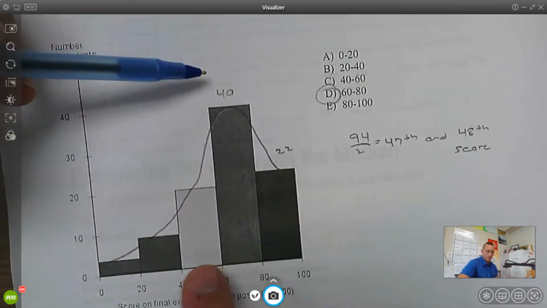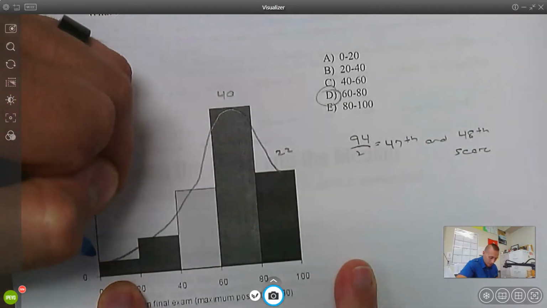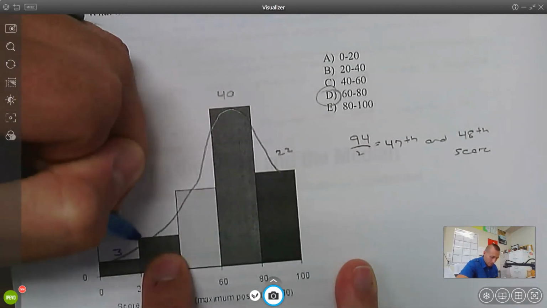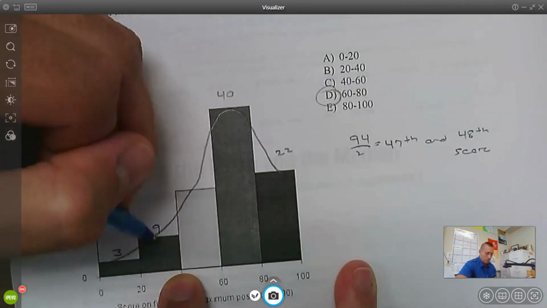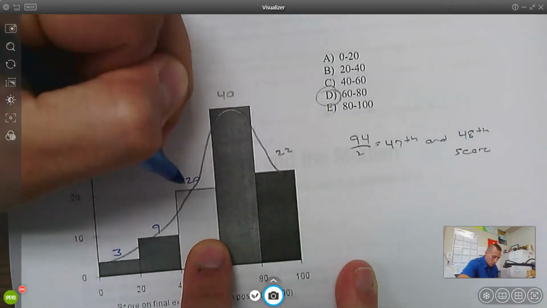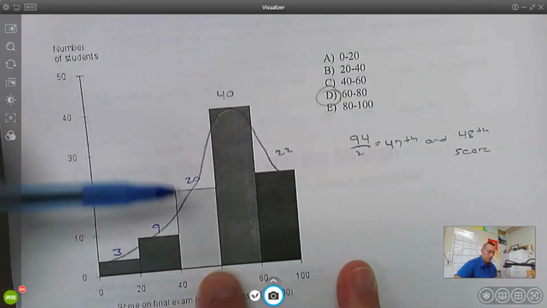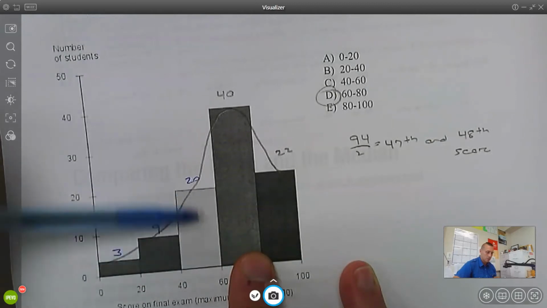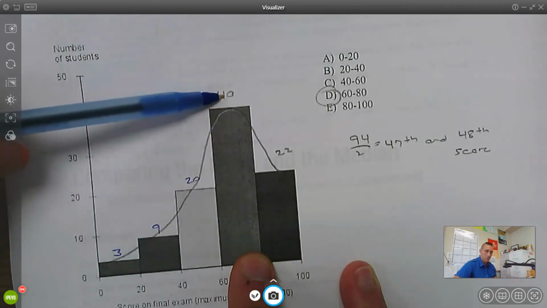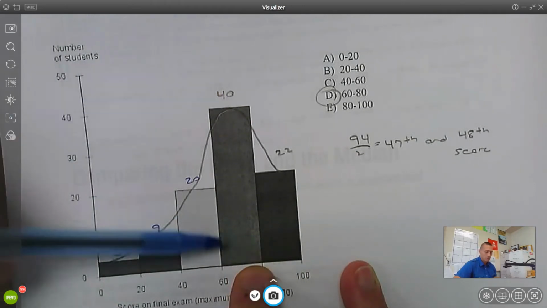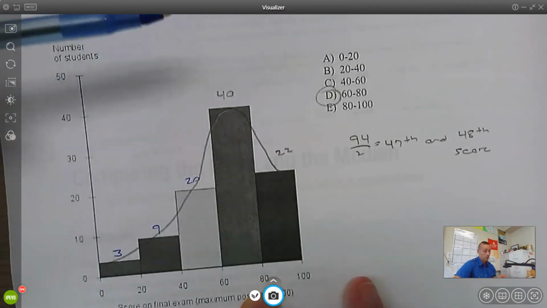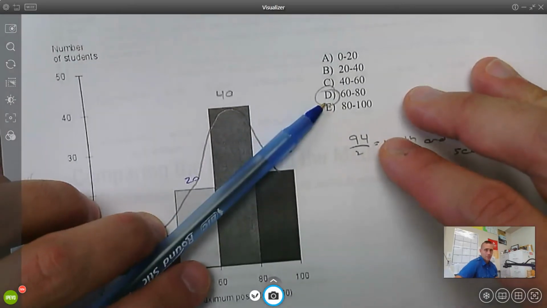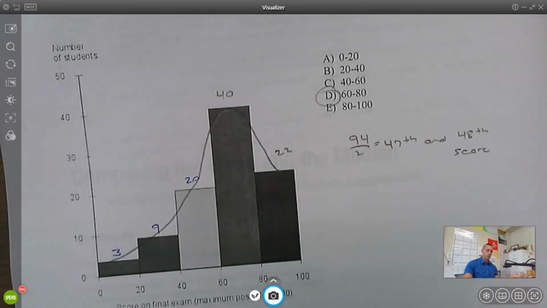I started at the top. I could work from the bottom and say, all right, maybe this is 3 plus 9. So this will take me through the 12th score plus about, let's call that 20. 12 plus the 20 is 32. So this takes me up through the 32nd score, but I'm not at the 47th and 48th yet. So 32 plus the 40, the 72. So somewhere in this interval, 60 to 80, is going to be the 47th and 48th score. We don't know what the scores are, so we can just say that's the interval that the median lies in.